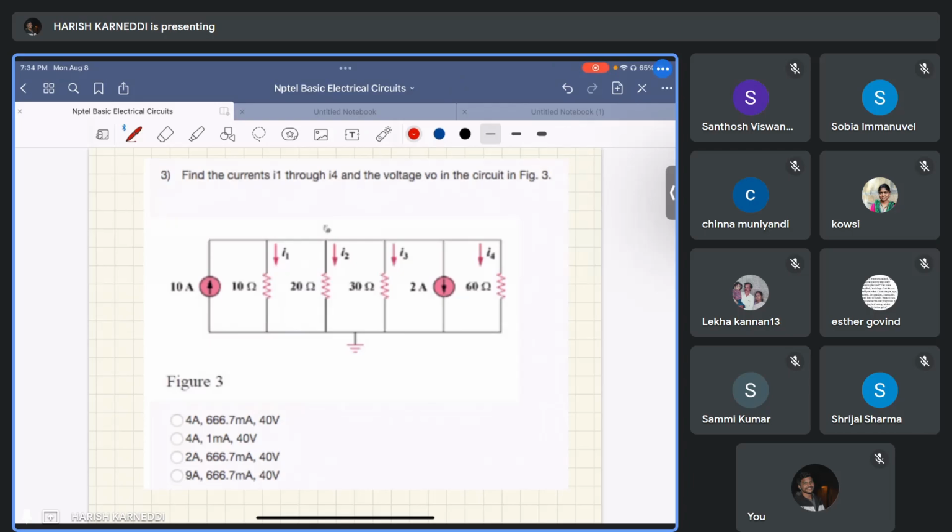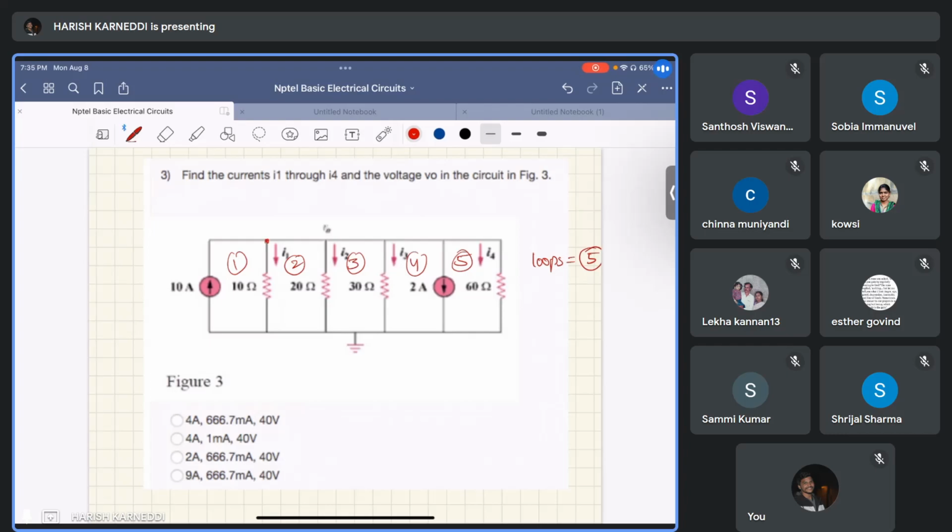First, if the question doesn't mention any particular method like nodal analysis, KVL or KCL, then consider the number of nodes and the number of loops. First, find out the number of nodes and loops. How many loops are there in this circuit? This is one loop, and this is one loop, and this is one loop, and this is one loop, and this is one loop. Total how many loops? Loops are 5.